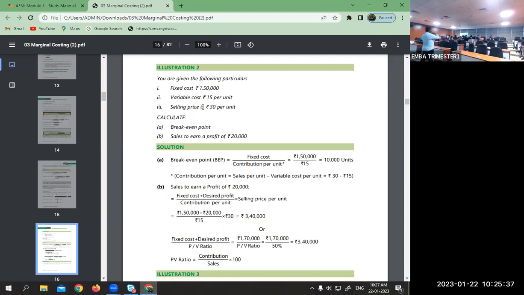So how much will go for variable cost? 1,50,000 will go for variable cost. The remaining 1,50,000 will go for fixed cost. Remaining is 0. That's nothing but profit. No profit, no loss. Okay.